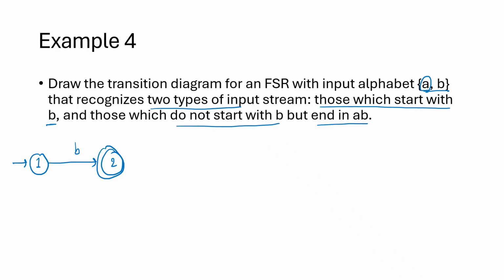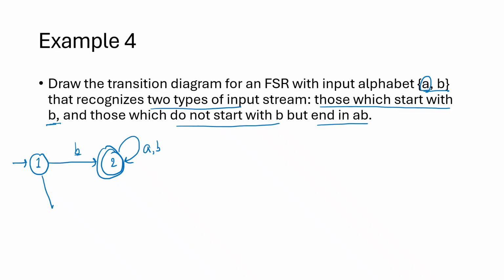And the other thing that we immediately notice is that if it starts with a B, according to the description, no matter what follows, it must be accepted. So if you are at state number 2, anything can follow and you are going to stay in the accepting state and accept at the end. So that's one branch, the first type. Those that start with the letter B are covered here.